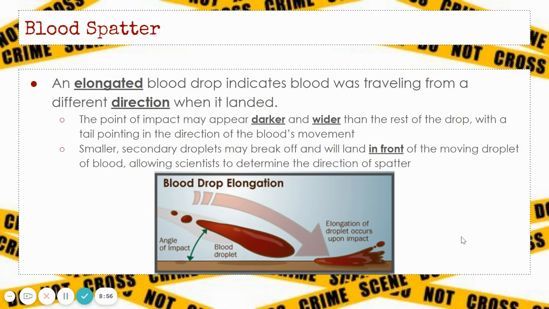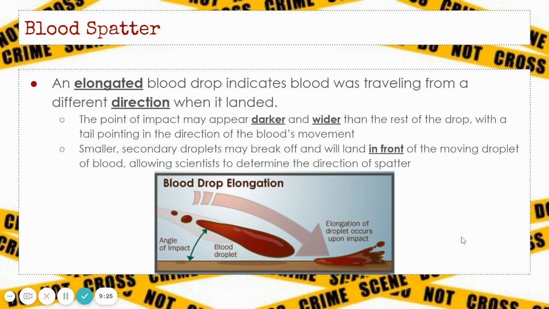An elongated blood drop indicates blood was traveling from a different direction when it landed. So from the elongation, we can determine the point of origin and determine the angle at which it entered. The point of impact may appear darker and wider than the rest of the drop, with a tail pointing in the direction of the blood's movement. So the tail is going to point to where the blood came from.